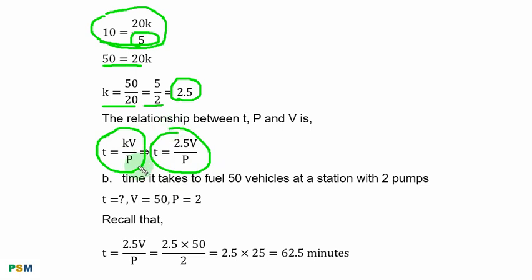B part of the question: time it takes to fuel 50 vehicles at a station with 2 pumps. That means the time is unknown. V is 50 and P is 2. To continue, you recall the relationship between the 3 variables. You replace V with 50, P with 2.